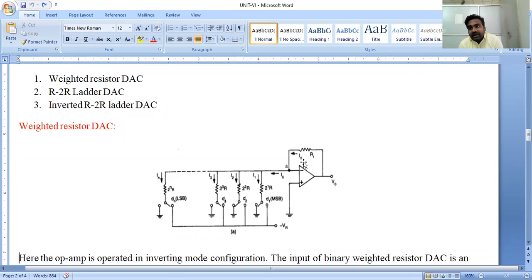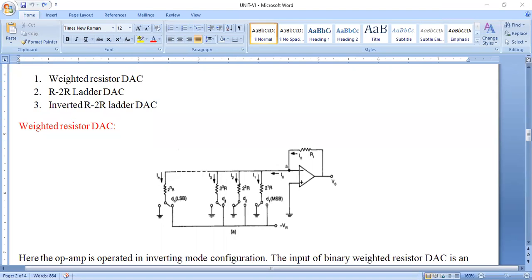So here the negative terminal, the inverting terminal, is connected to a summing resistance. The digital binary code is analyzed with respect to the DPST switches here, and those DPST switches are connected to a summing resistance. So this is about the circuit construction.